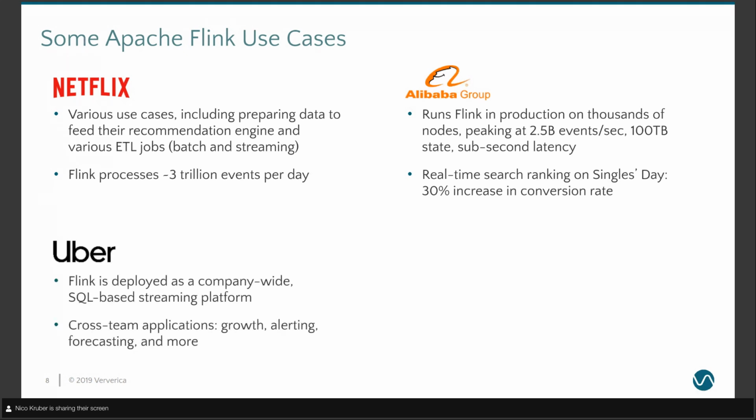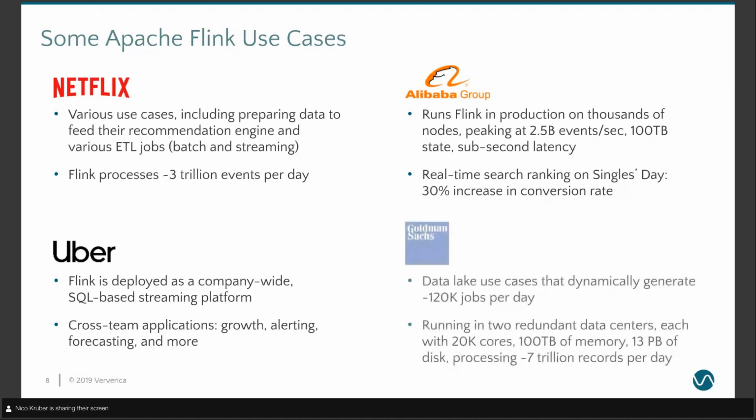Uber, on the other hand, has developed a SQL-based streaming platform that is built on top of Apache Flink. Flink comes with a few different APIs that you can interact with. We'll actually look at this in a second. They chose the SQL APIs as an abstraction that is quite commonly known, that you can use quite quickly, that your data analysts can use. So they developed their streaming platform with Flink at its core. And they have a lot of cross-stream applications in there for alerting, for forecasting, for measuring growth, and others.